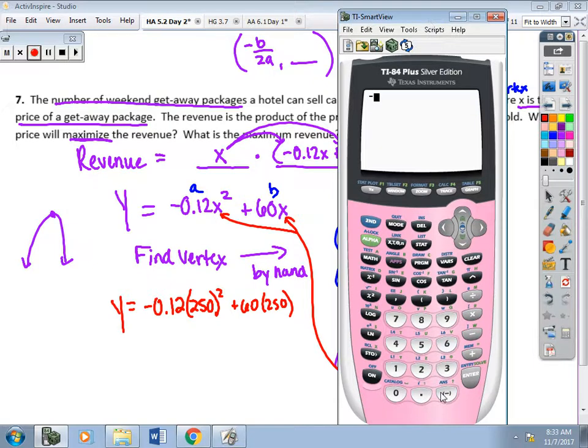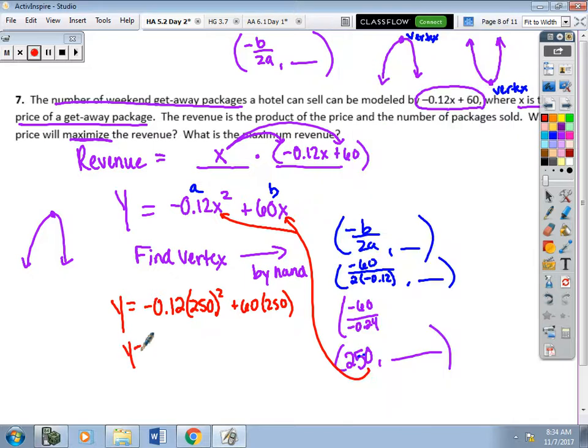So negative 0.12, parentheses 250. You want to make sure you close the parentheses before you square it, plus 60 times 250. You can type this whole thing in exactly as you see it on your calculator screen as long as you use parentheses appropriately. We should get 7,500. Remember, that's revenue equals 7,500.